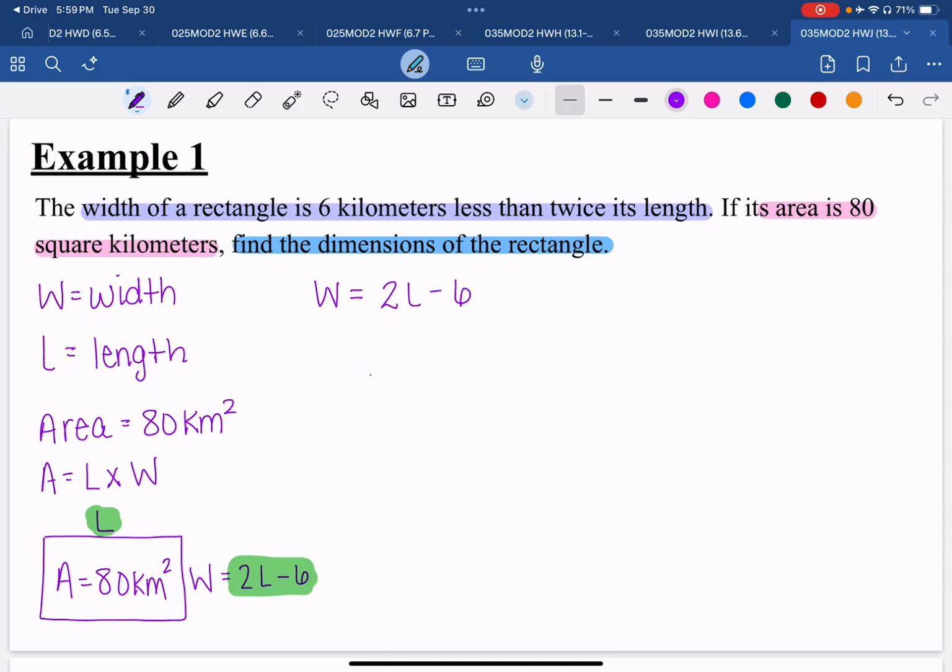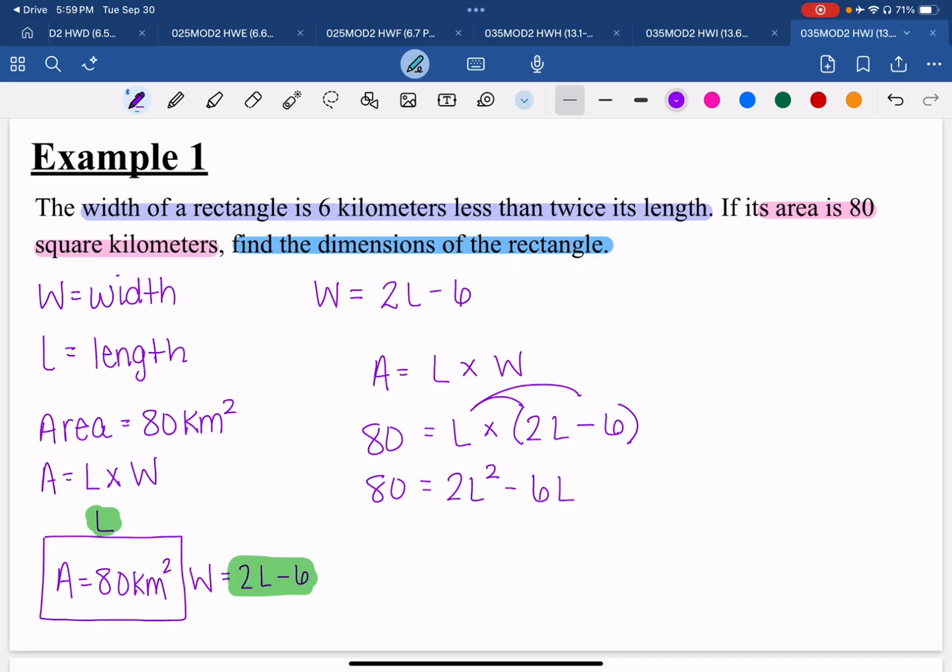So area equals length times width. Area is 80. Length times width, but the width is 2L minus 6. Well, now I've narrowed it down to one variable. So we could solve this. So 80 equals, I can distribute that, 2L squared minus 6L. Now it's a quadratic, and we learned how to solve quadratics.